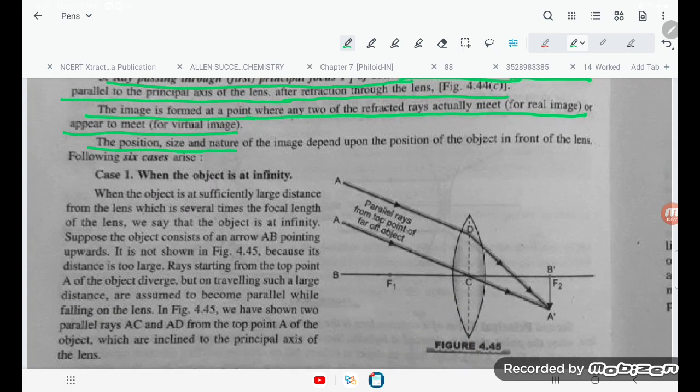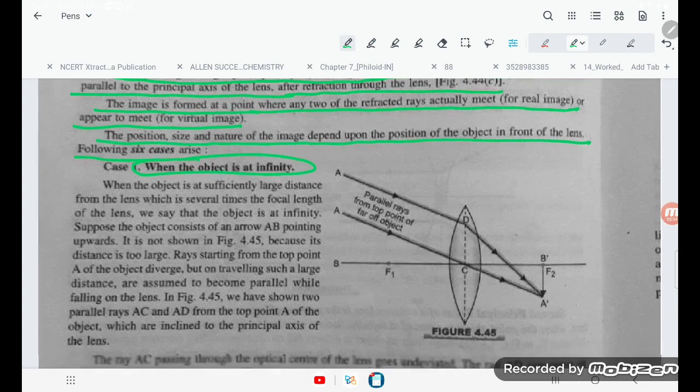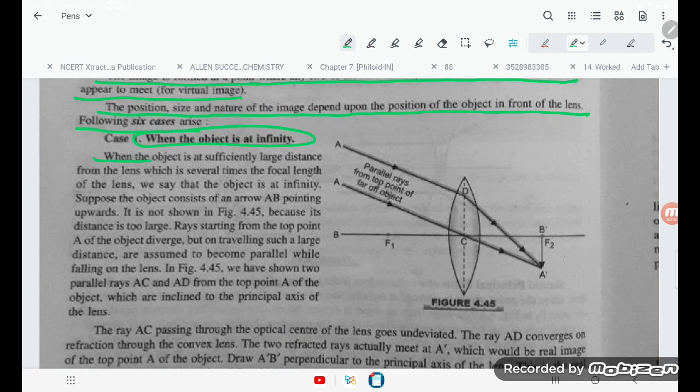The position, size and nature of the image depends upon the position of the object in front of the lens, following 6 cases. When object is at infinity. When object is at a large distance from the lens, which is several times the focal length of the lens, we say that the object is at infinity.